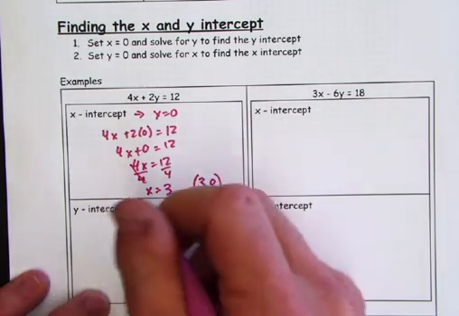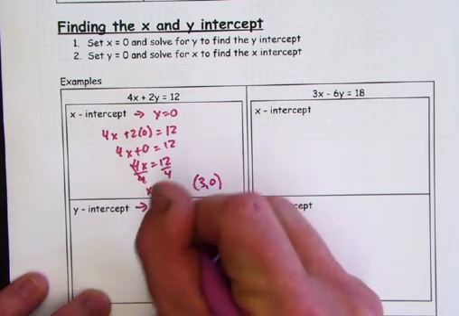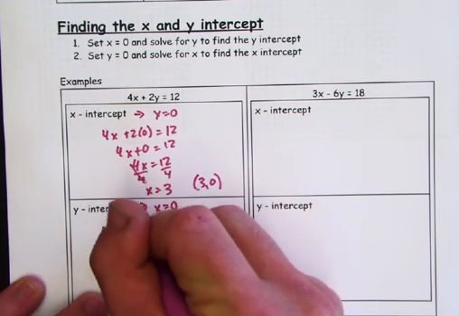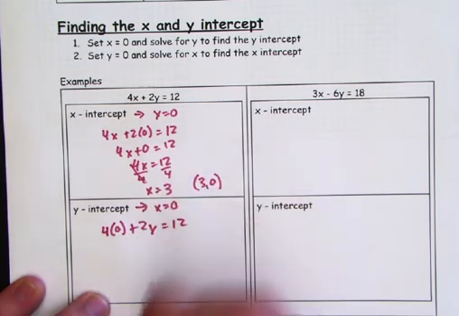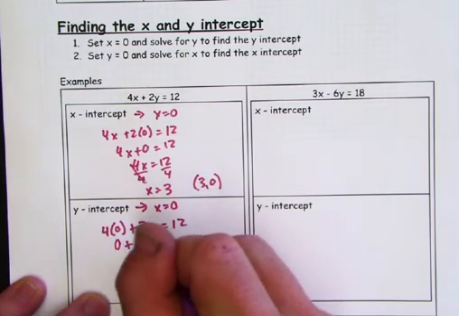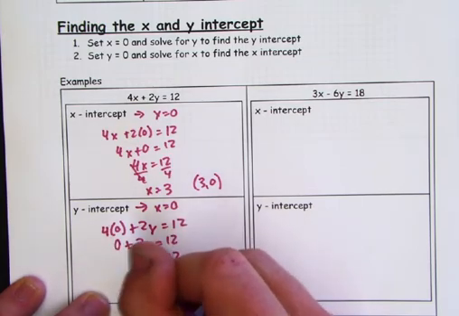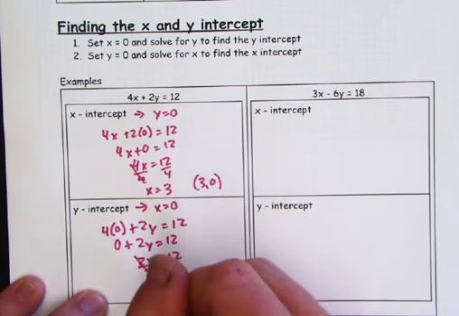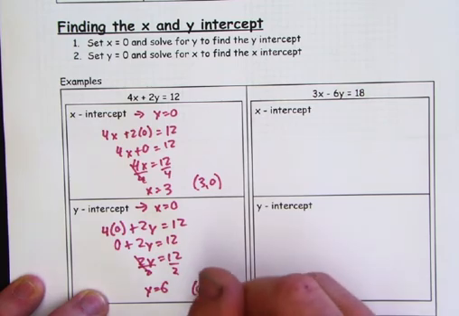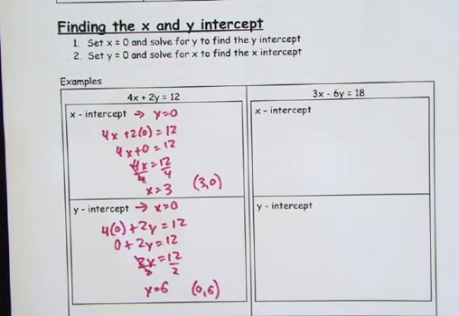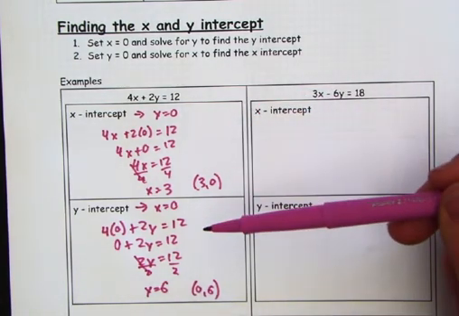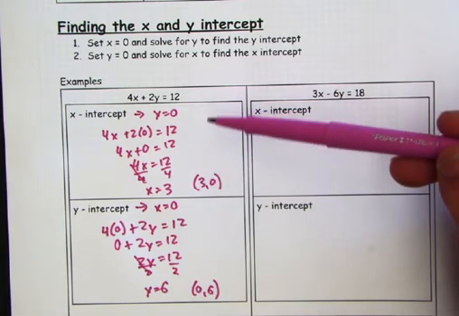We're going to do the same thing down here, but this time we're going to set x equal to 0. 4 times 0 plus 2y equals 12. That means 2y equals 12, because the 0 goes away. Divide by 2 on both sides. y equals 6. So 0, 6 is our y-intercept. See how easy that was? That is what I was trying to explain. That's why standard form is helpful.